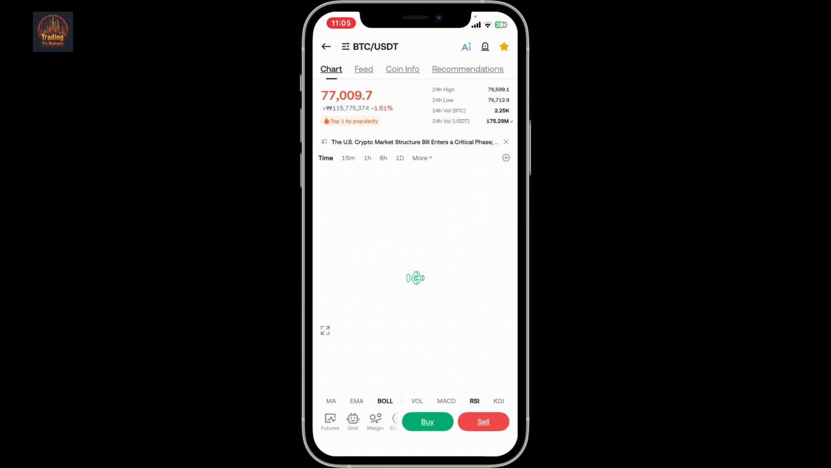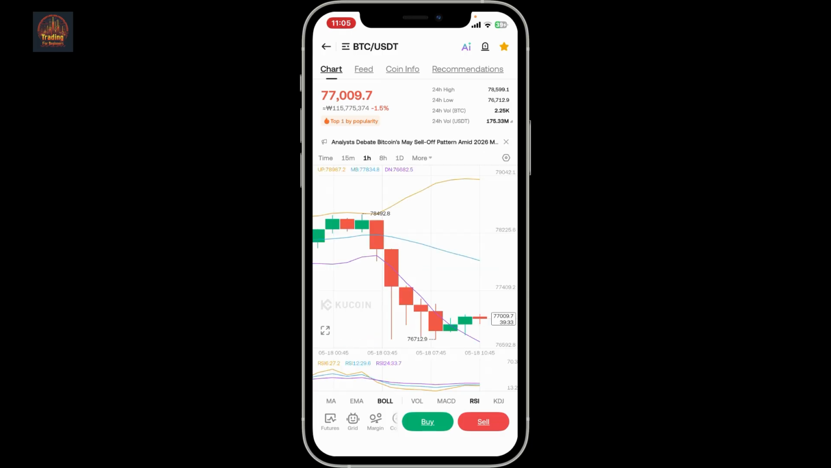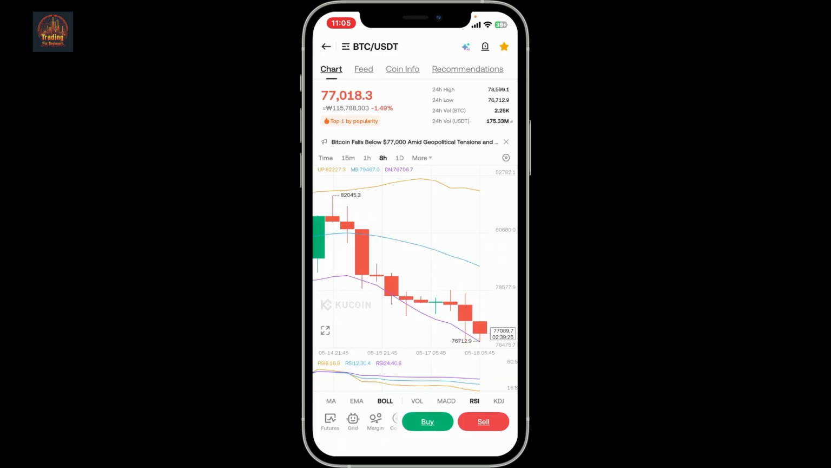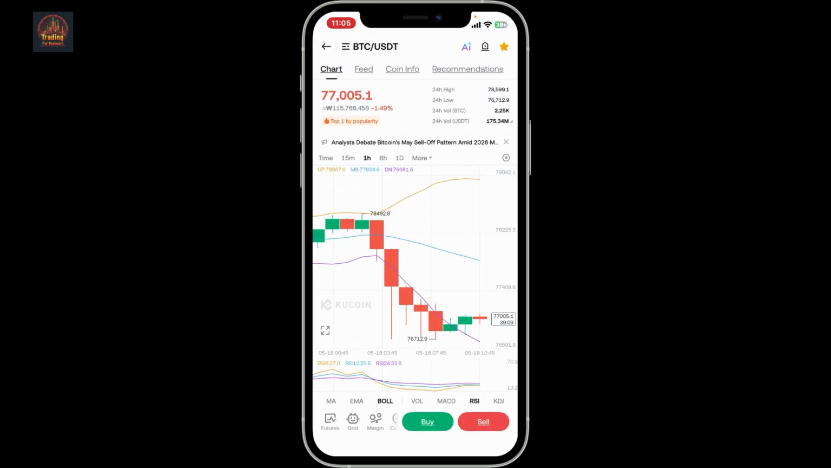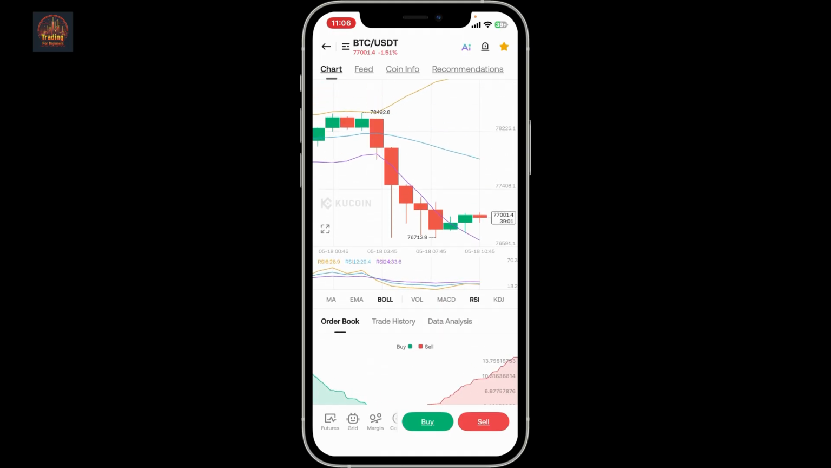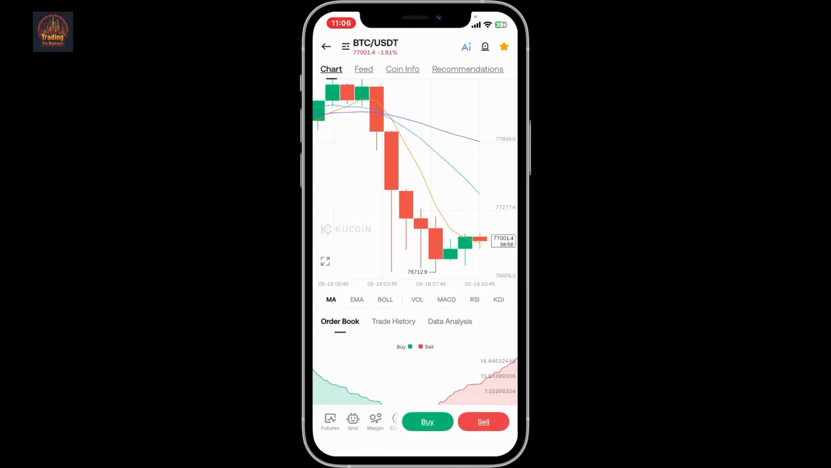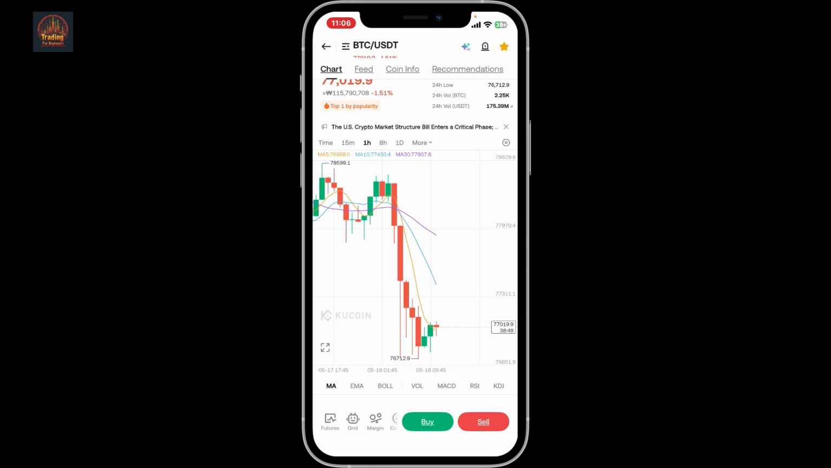Next, look for the time frame option. You can switch between 1 minute, 15 minutes, hours or day, or even weeks. For beginners, it is best to start with 1 hour or 1 day charts to understand the overall direction. You can also add simple indicators like moving average or RSI, but at the beginning just focus on the candle direction and trends. So that is how you have successfully learned how to read KuCoin charts.